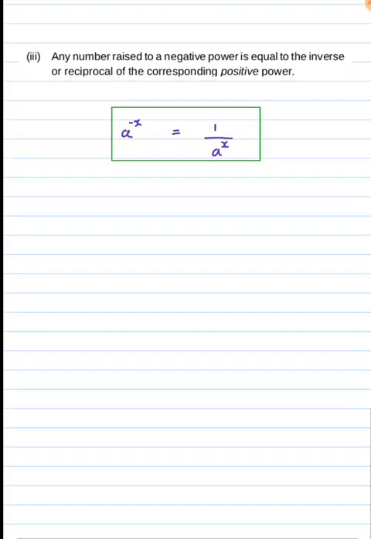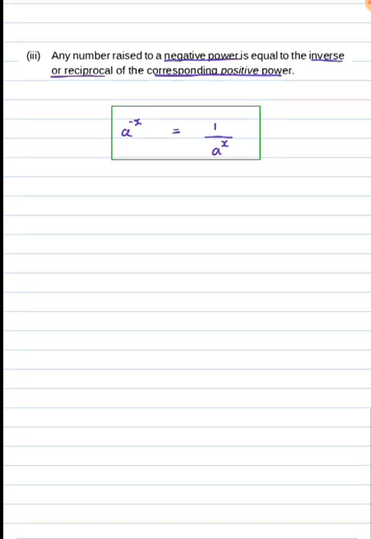Then we go to the last point, which is that any number raised to a negative power is equal to the inverse or reciprocal of the corresponding positive power. Okay, and any number raised to the negative power is equal to the inverse or reciprocal of the corresponding positive power. It's jargon, but if you raise anything to the power minus, you say it is equal to 1 over that thing with a positive power.